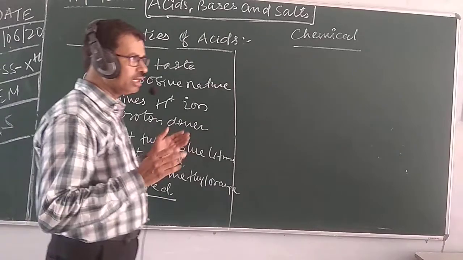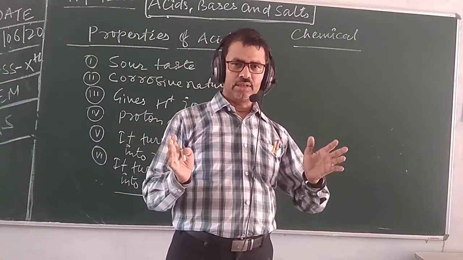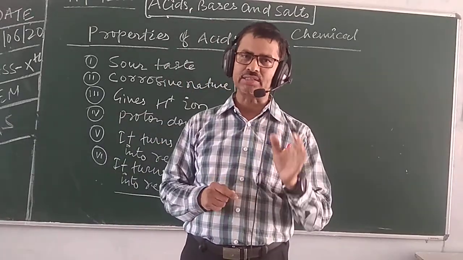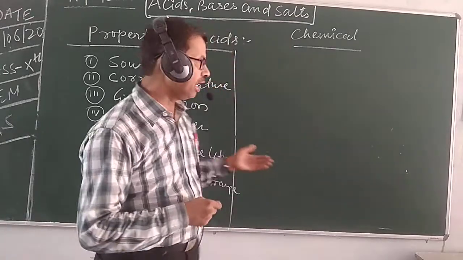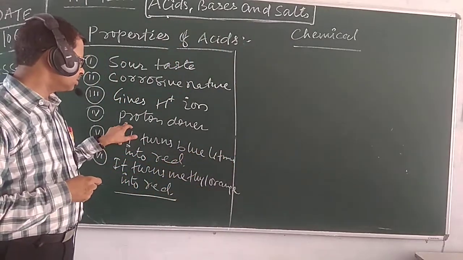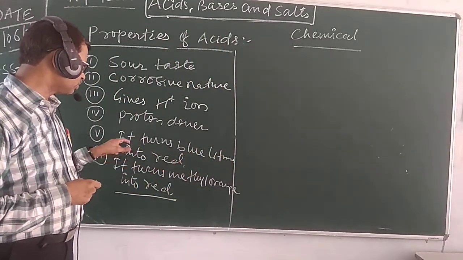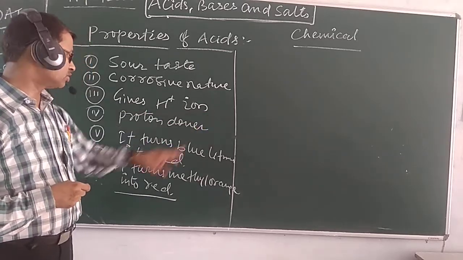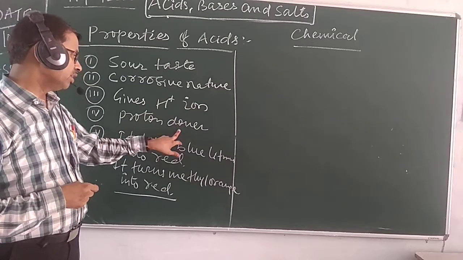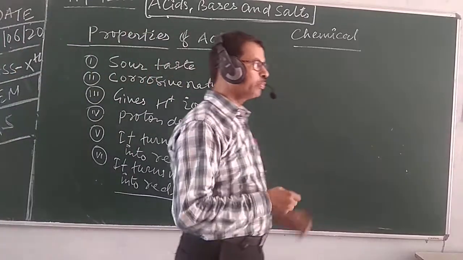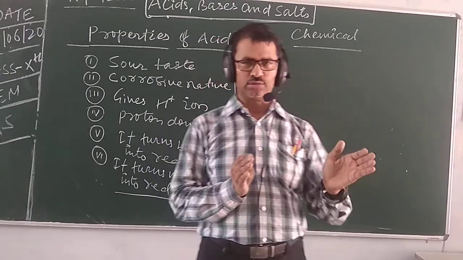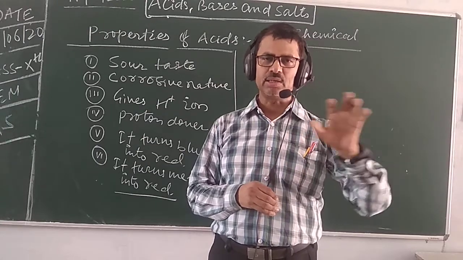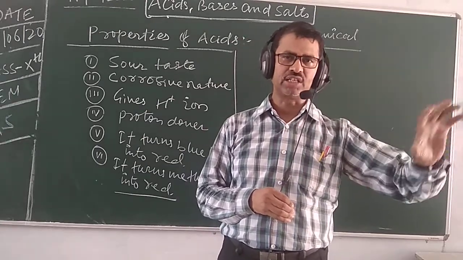Gives H plus ion. Generally, when a chemical dissolves in water and gives H plus ion, it means that it is an acid. In another concept, by the scientists Bronsted and Lowry, giving H plus ion is according to the Arrhenius theory. Proton donor is according to the Bronsted and Lowry theory. In proton donor, acid gives proton, meaning H plus. Here H plus is also known as proton. If acid is there, then it will give proton, meaning H plus ion.